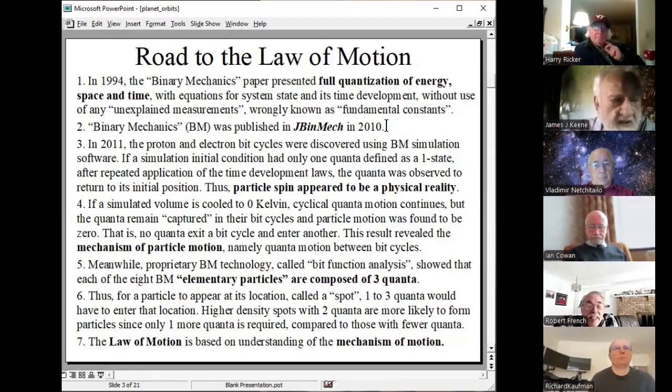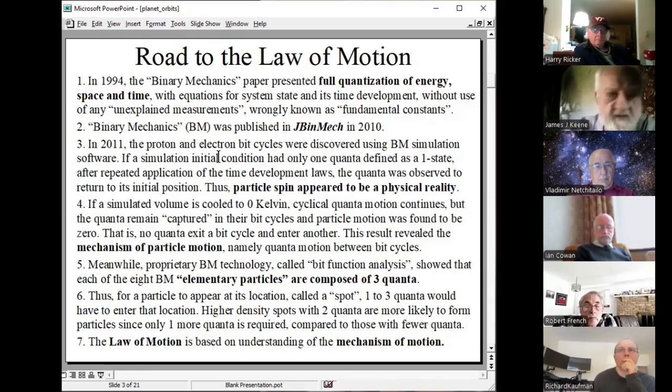In 2011, on our road to the law of motion, the proton and electron bit cycles were discovered using binary mechanics simulation software. If a simulation initial condition had only one quanta defined as a one state, after repeated application of the time development laws, the quanta was observed to return to its initial position. Thus, particle spin appeared to be a physical reality.